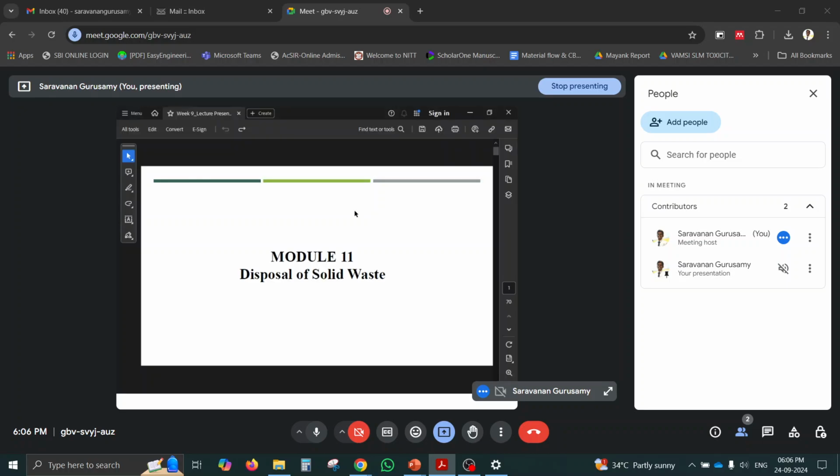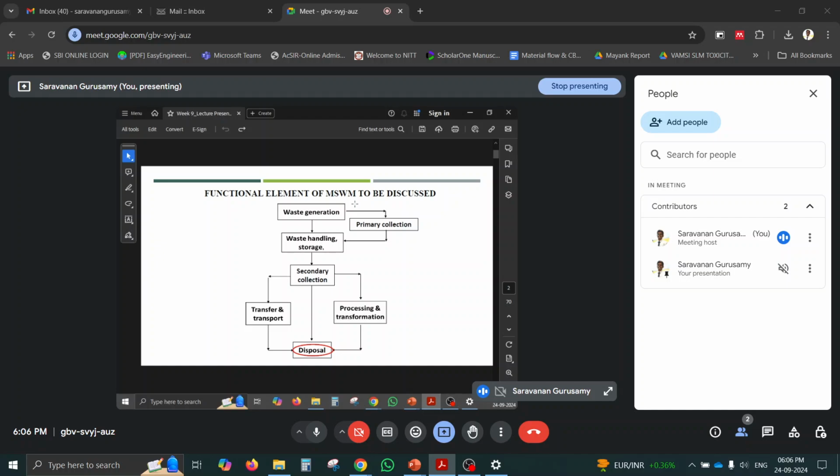As we discussed, there are 6 functional elements of municipal solid waste: waste generation, storage and handling, then collection, then secondary collection, transfer and transport, processing and storage, then disposal. These are the basic functional elements of municipal solid waste management. In the first week, we discussed what solid waste is, the types of solid waste, and how to differentiate solid waste based on its source of generation. Then we discussed how to handle and store the waste at the site of generation, and how to collect the waste, which is called primary collection.